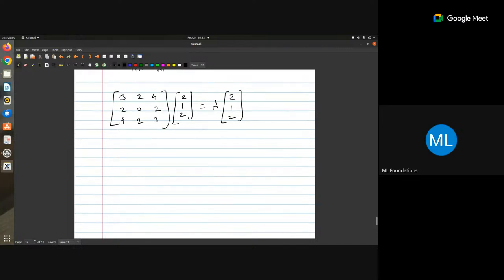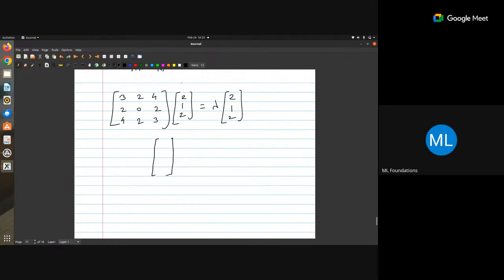So I'll just use the multiplication here. It's a 3x3 matrix, and this is 3x1. So the final answer will be what? The output will be 3x1, right? Yes, so it will be a vector.